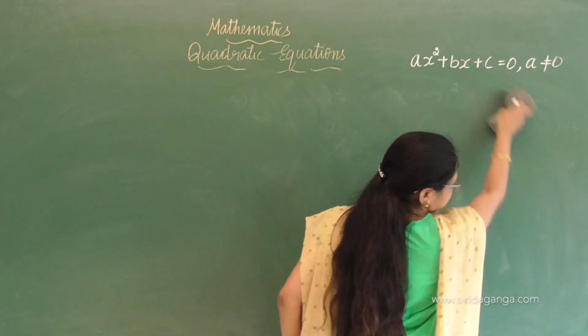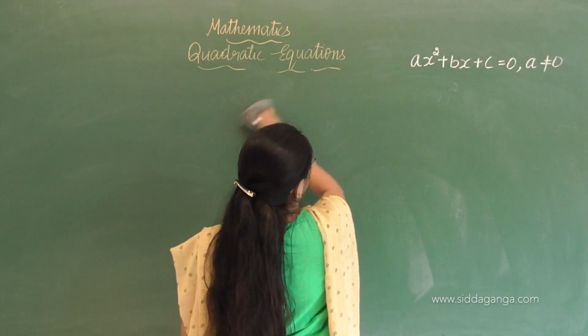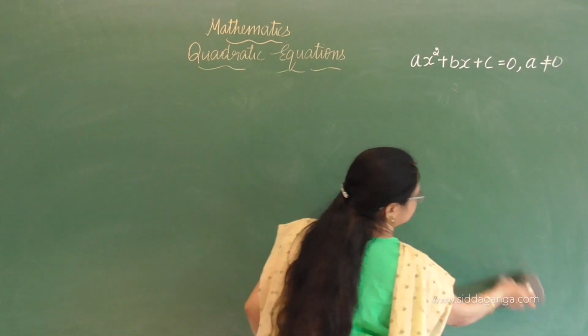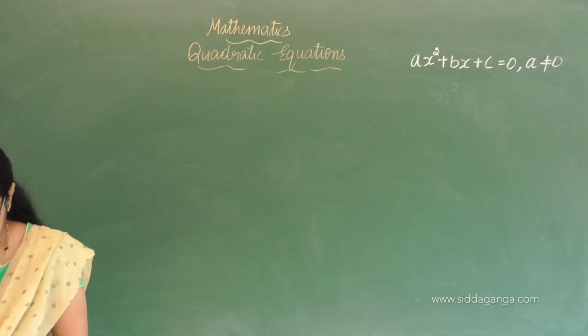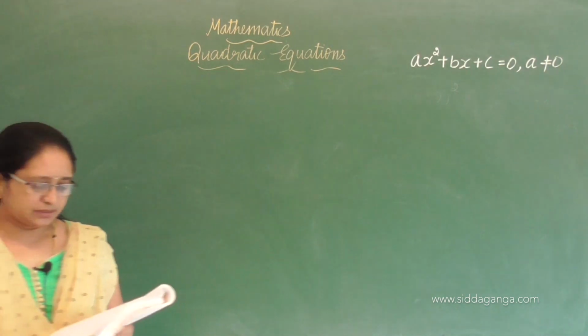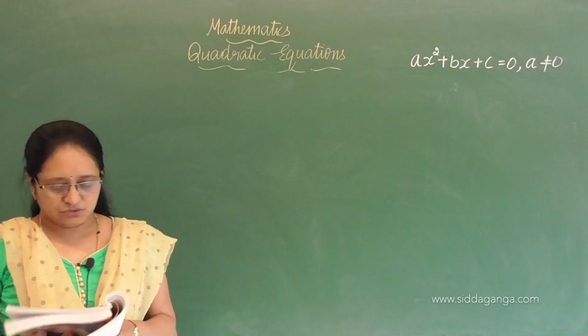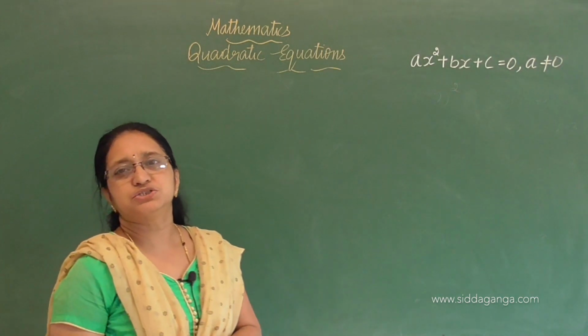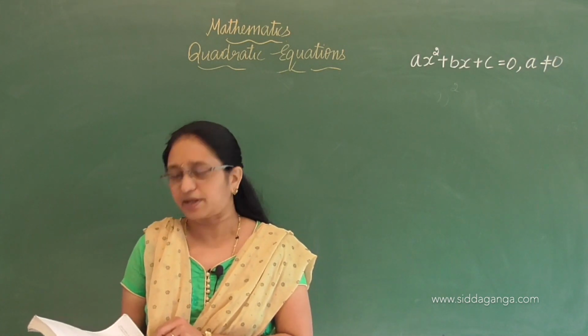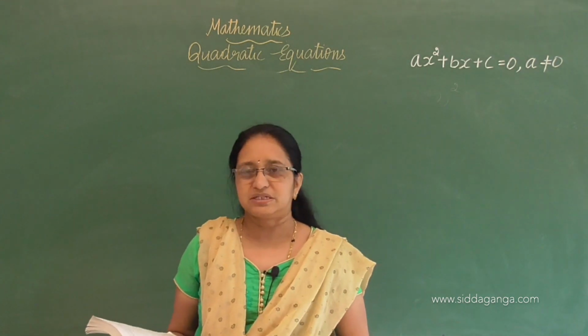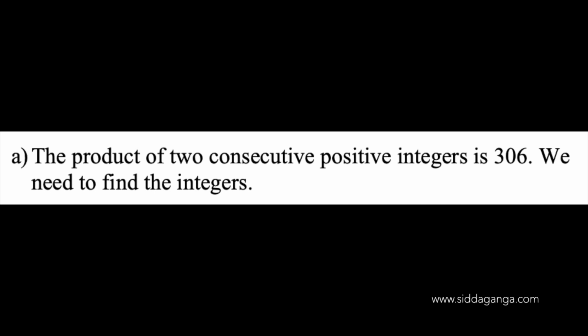See, the first exercise is very simple, so let us not waste much time, we will work it out. See, second main, okay, second main: the first one I showed you already in the example, somewhat the same type of problem, you please work on that. Second main: the product of two consecutive positive integers is 306. We need to find the integers.